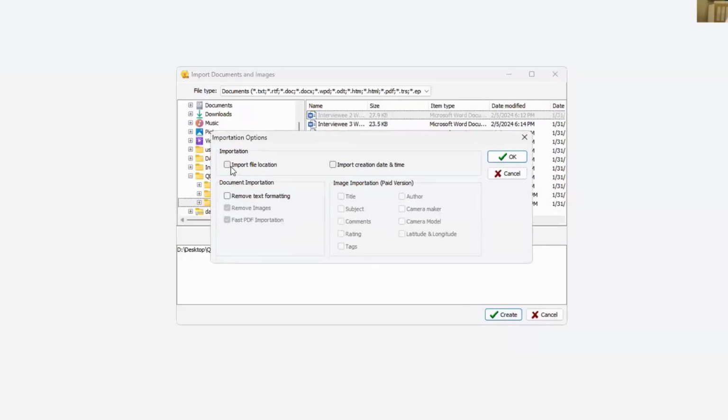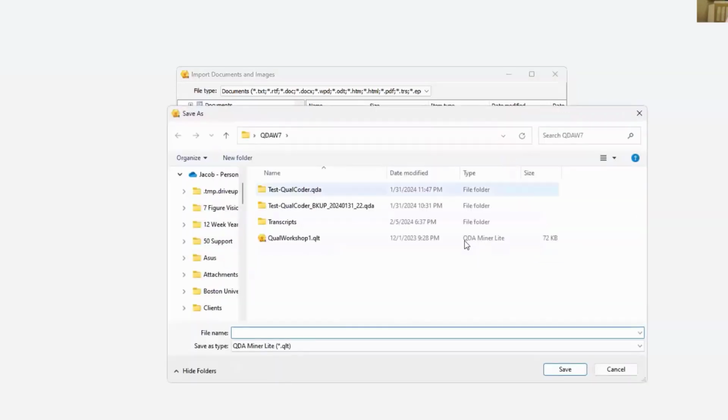Click create. I'm going to click import creator date. That's all, I'm not going to do anything else. And then I'm going to click OK. And then I'm going to name this, and I'm going to call this workshop Feb 2024.